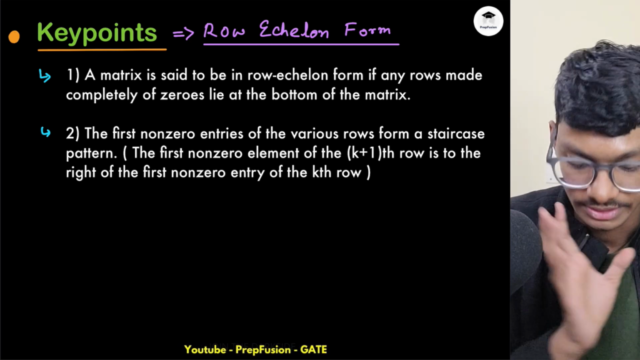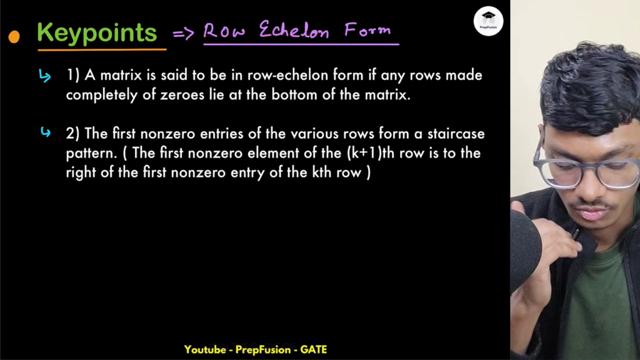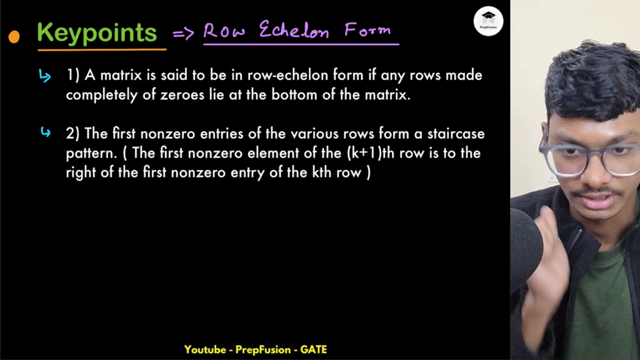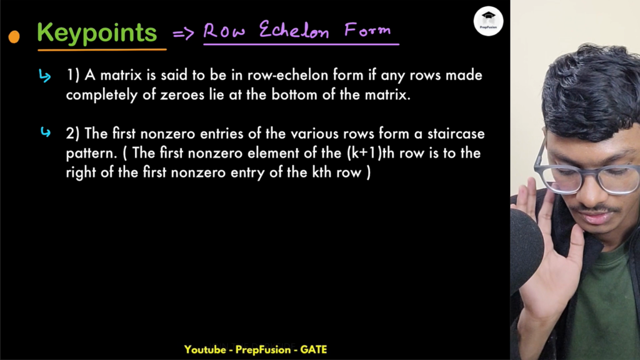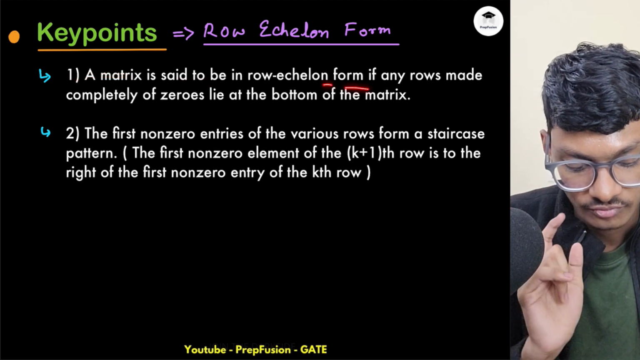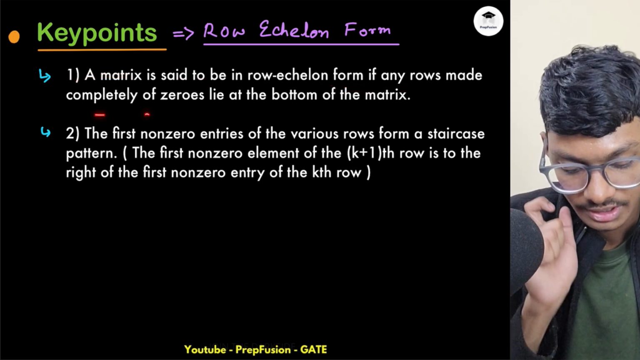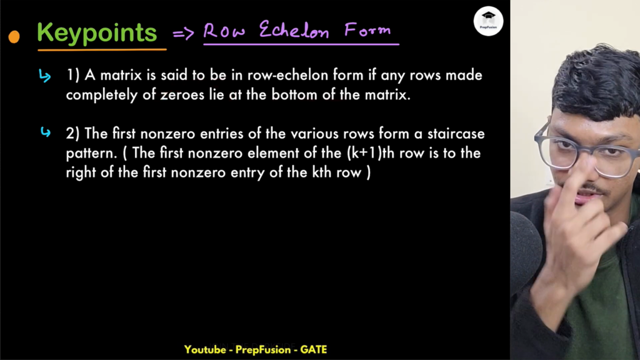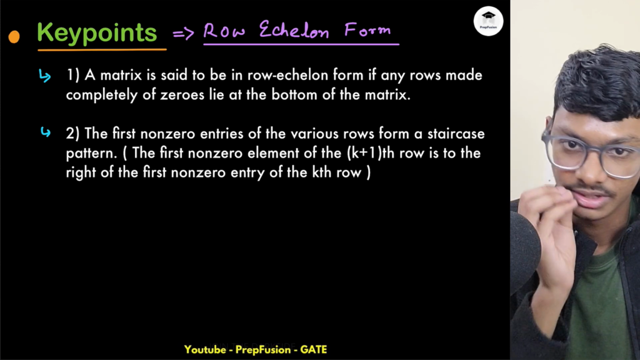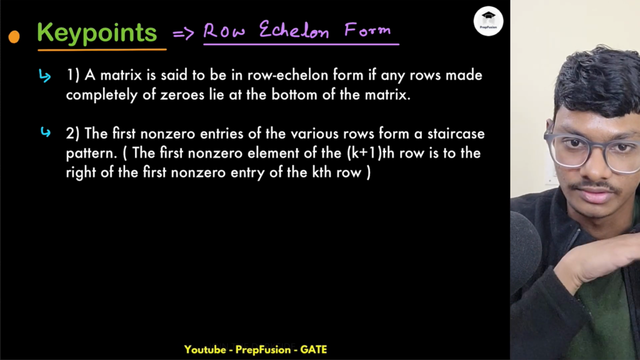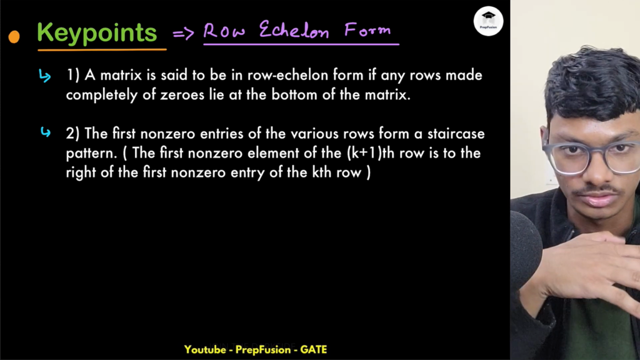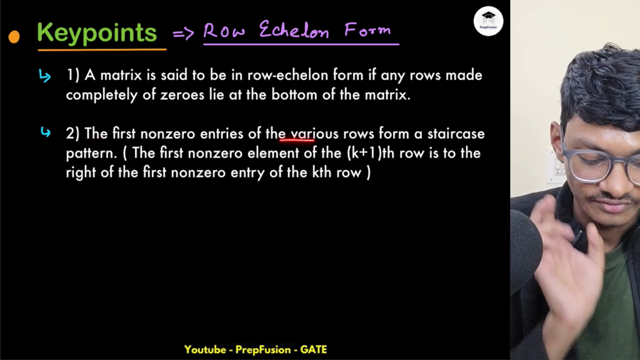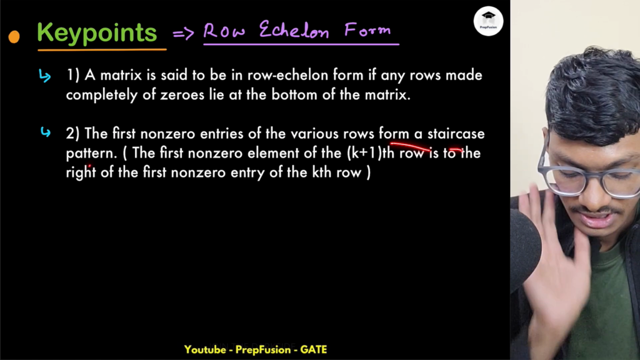Now let's come to the key points of row echelon form. So basically how to use the Gauss elimination method, you know, you got the point. Now what is a row echelon form? A matrix is said to be in row echelon form if any rows made completely of zeros lie at the bottom of the matrix. So this is the first condition. If there are any rows which are completely zeros, they have to lie at the bottom of the matrix, in the last row of the matrix, or towards the bottom. Second condition, the first non-zero entry of the various rows form a staircase pattern.